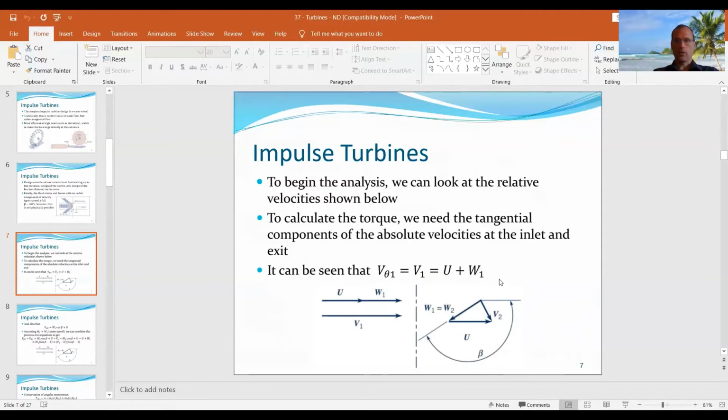And then same thing coming out. Coming out, I have this W1 going back at some angle, which I'm going to call beta, from the incoming fluid. I still have this velocity U, which is the same as my velocity U over there. And then my V2 is the combination of those two, W plus U, using my absolute velocity, just like before.